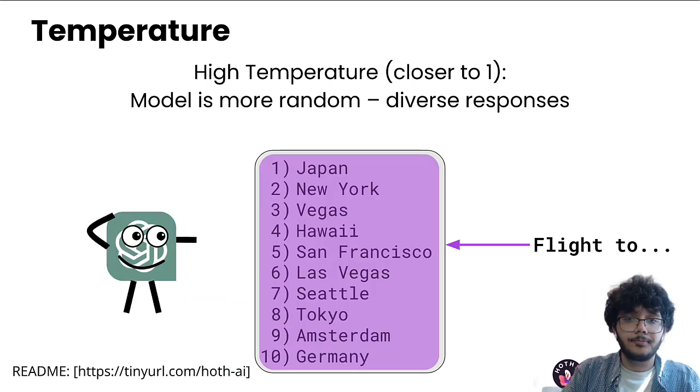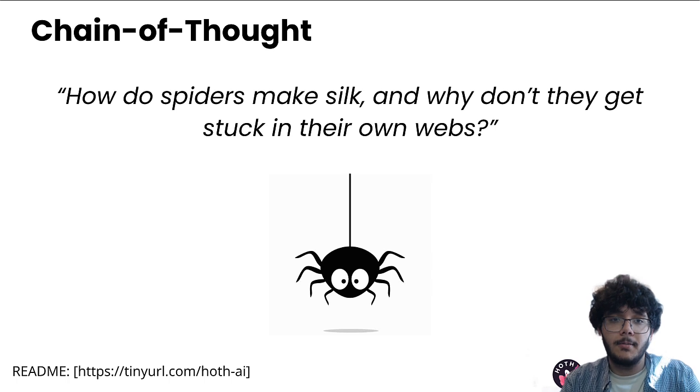The last feature I'll be talking about is chain of thought, which is actually a relatively new addition to ChatGPT. They came out with the GPT-4 models in around March of 2023. So let's say I asked ChatGPT, how do spiders make silk, and why don't they get stuck in their own webs? Now that's a pretty complicated question. If I was to just throw that into the LLM, the answer wouldn't be so great.